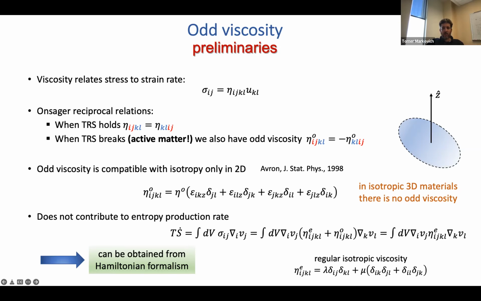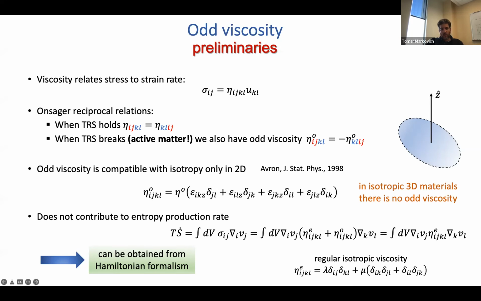And what he also showed is that in a 3D isotropic material, there is no odd viscosity. You just can't have it. It's not compatible. You have zero coefficients left to write a tensor with this type of symmetry. So there is no odd viscosity in 3D.